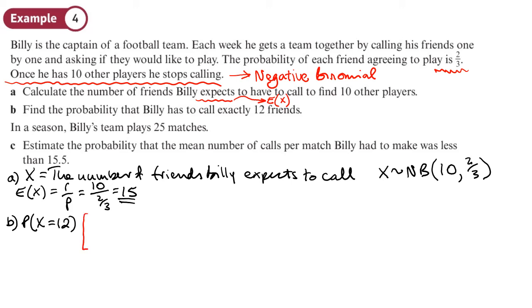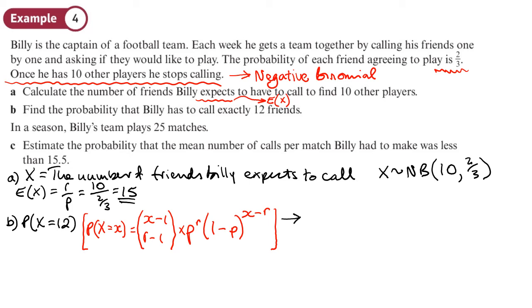And the formula for this is, if I want to find the probability of X equals x, it is equal to nCr. Now I'm going to write it in a column like this, the nCr, because it's too fiddly to write it next to the C. So that times the probability of success to the power of r, and then (1 minus p) to the power of x minus r. So this is in the formula book, so we can just plug our numbers in.